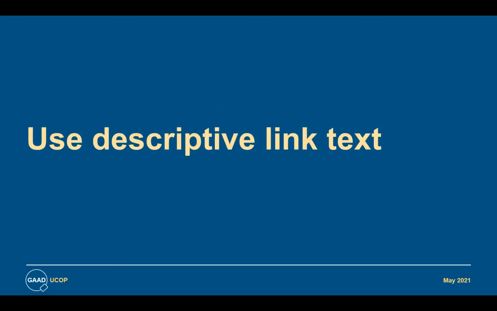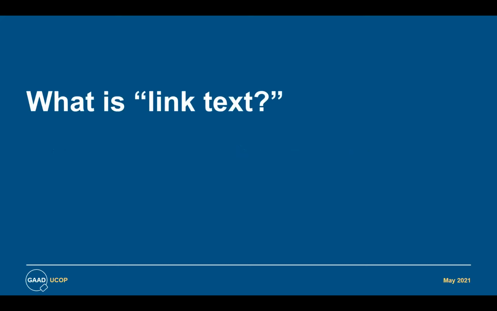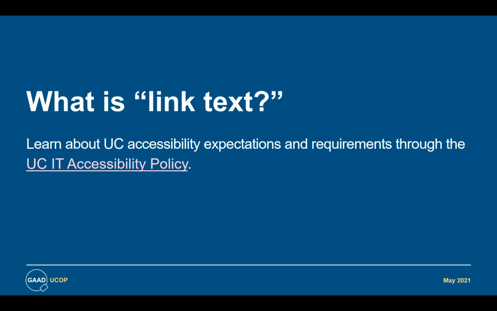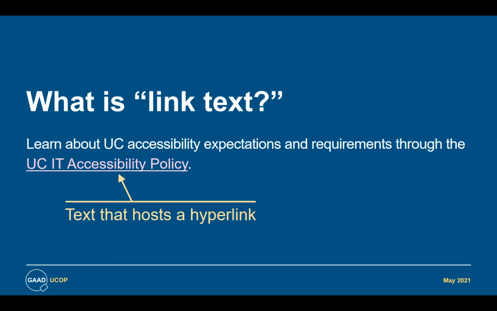Our next simple step, use descriptive link text. Now, you might be wondering, what is link text? Maybe that's a new term for you. And if so, let me give you an example. Here we've got a statement. Learn about UC accessibility expectations and requirements through the UC IT accessibility policy. UC IT accessibility policy is underlined. It's in a different color. That right there is link text. It is quite simply text that is hosting a hyperlink.